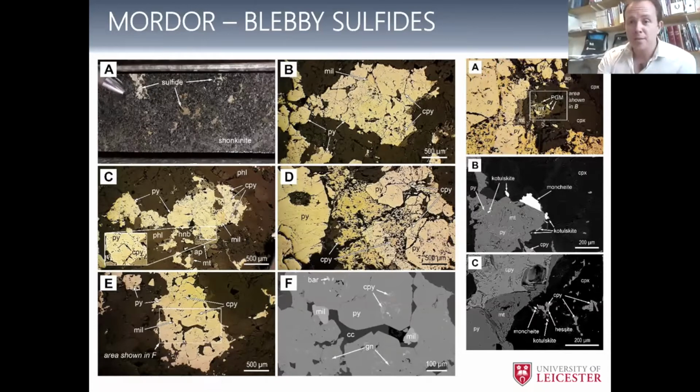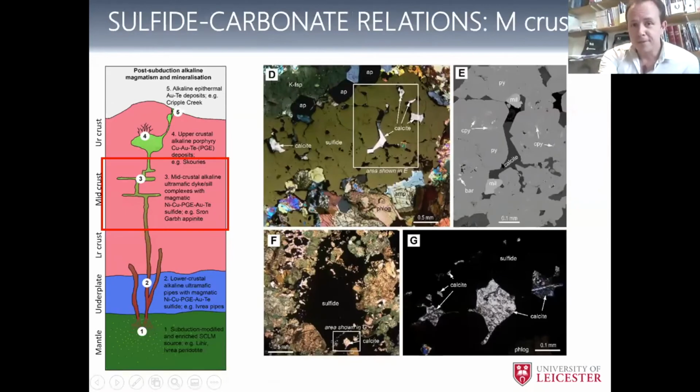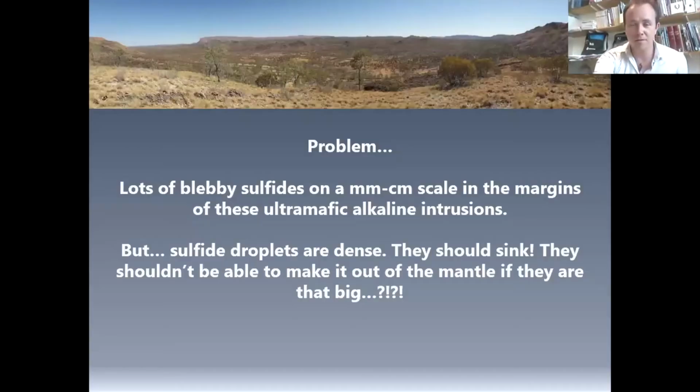And these are centimetre scale, and they have calcite with them as well, within and around the margins of these sulfides. And we put dilute hydrochloric acid down the cores, and the only place where it fizzed was where the sulfides were. So there's a real distinct association between carbonate and sulfide in these systems.